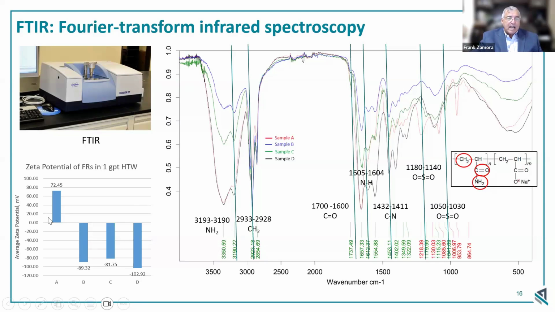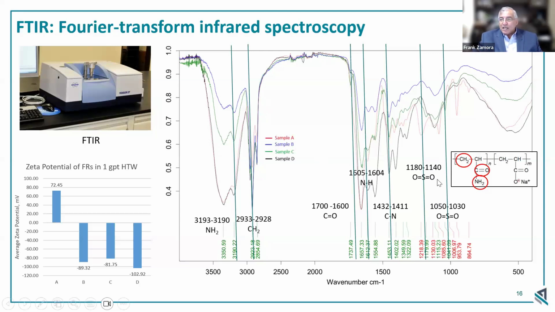So I basically took the zeta potential, which is actually measuring the overall charge of that particular polymer, and you can see that the cationic, which is sample A, had a zeta potential of positive 72. The anionic copolymer, the first one, had almost negative 90. The terpolymer had negative 81, and the one that agglomerated very, very easily had a zeta potential of negative 102.